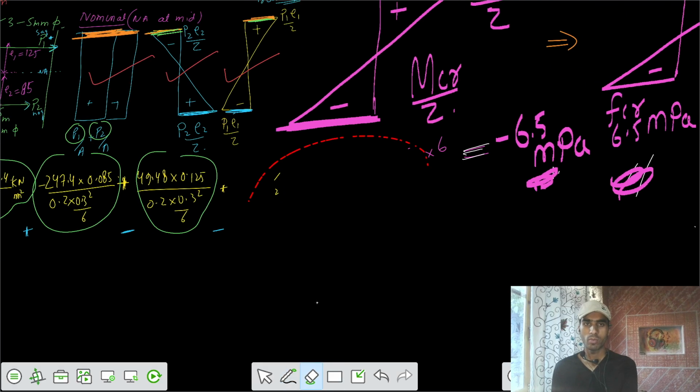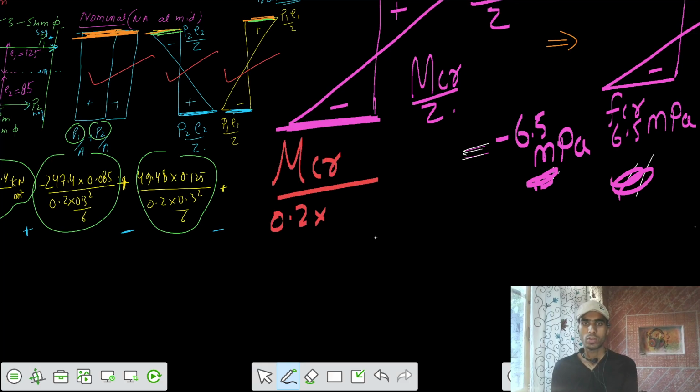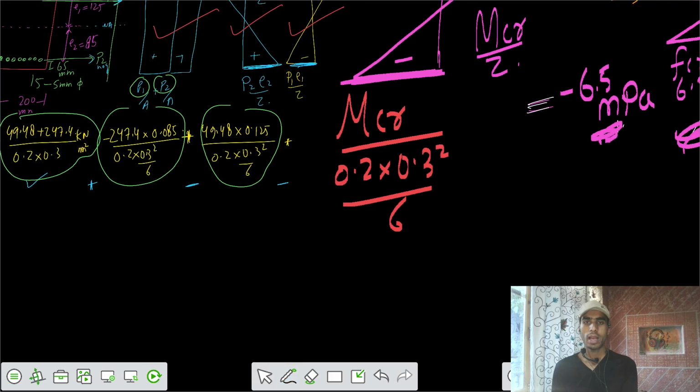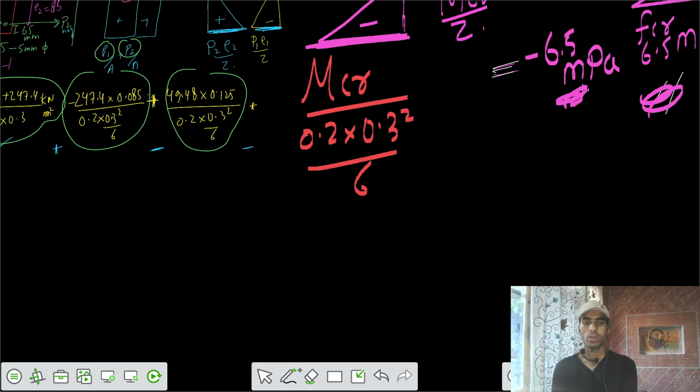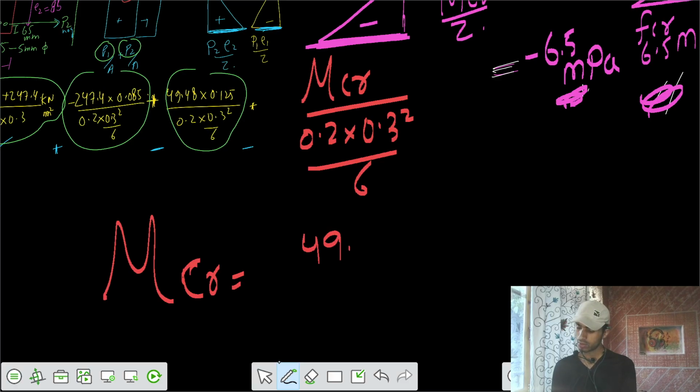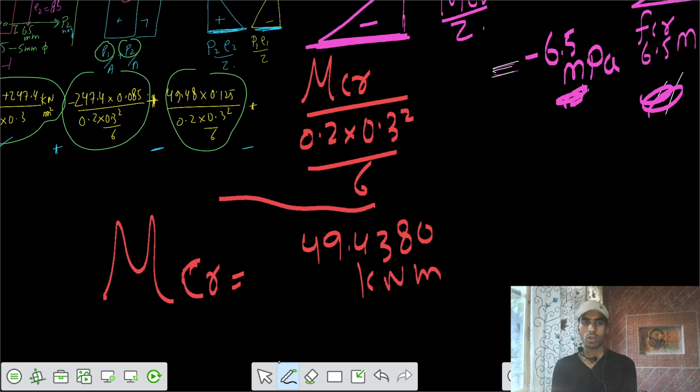So this part we have to remove. There's some value of MCR such that the final stress at the bottom fiber is equal to minus 6.5 megapascal, that is tensile. All the data is the same except that your MCR is going to change. So you can solve that, and the cracking moment MCR is coming out to be 49.4380 kilonewton meters.